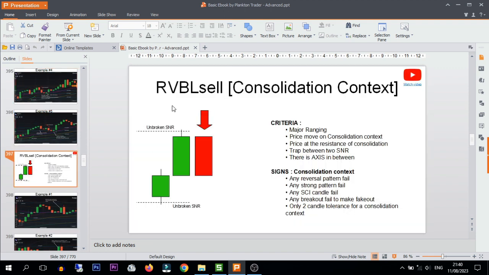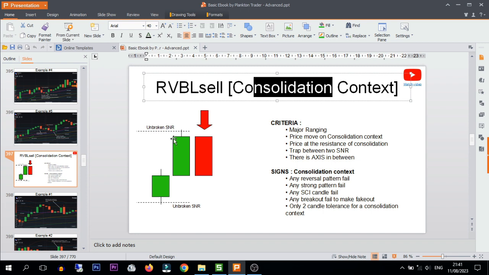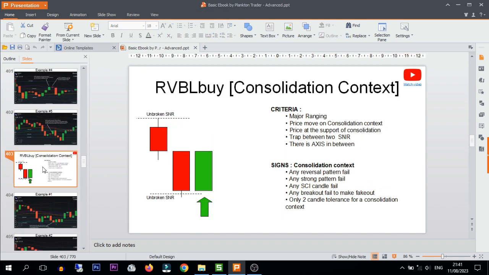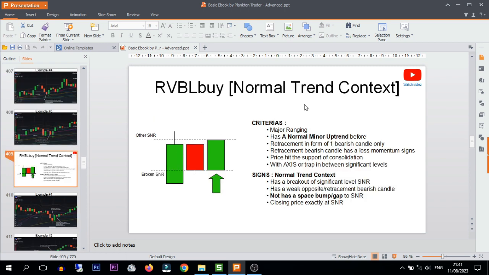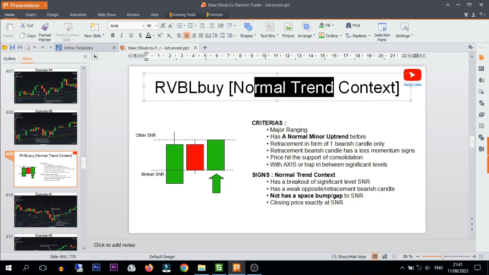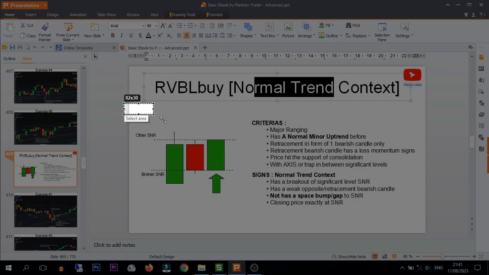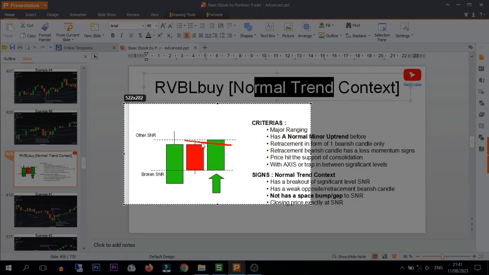And then RVBL sell also happens on consolidation. So this is not the concept of pullback, this is a consolidation context. RVBL can happen on a pullback, can happen on consolidation. RVBL buy can also happen in the normal trend. Because in the normal trend these 2 candles look like consolidation, but in consolidation it mostly does not break this wick, while in the normal trend it most probably goes up.